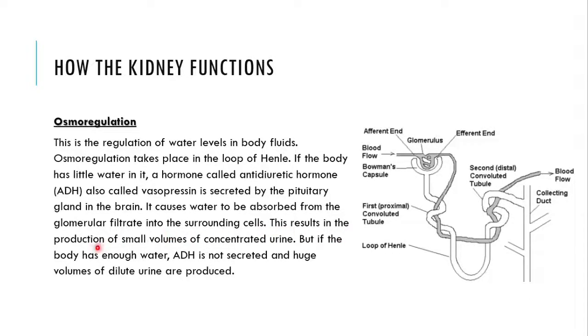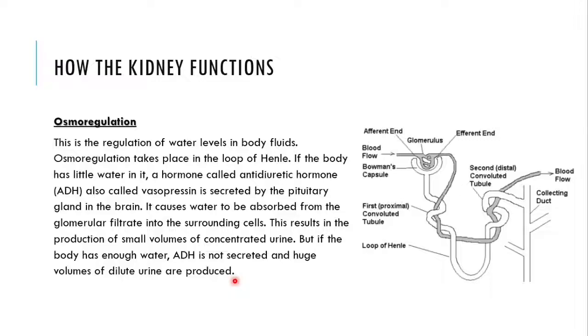This results in the production of small volumes of concentrated urine. By that it means, like when we pass urine with a dark brown color, like tea. Just know that there isn't enough water. Understand? So the urine will be concentrated. But if the body has enough water, ADH is not secreted and huge volumes of dilute urine are produced.